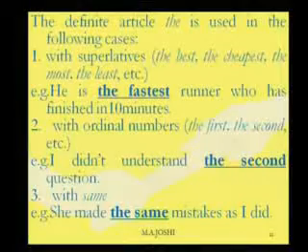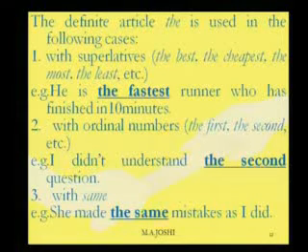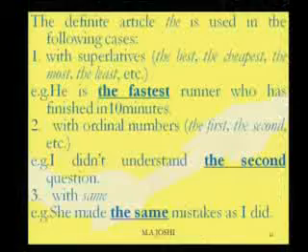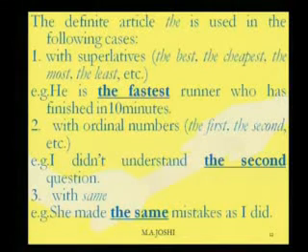The article is used with cardinal numbers. Now cardinal numbers are the first, the second, the third, the fourth, the 10th, the 20th, the 100th, etc. For example, I didn't understand the second question. There are so many questions put in front of you, but it is very clear that you don't understand the second question only. The article also is used with the same. She made the same mistake as I did.